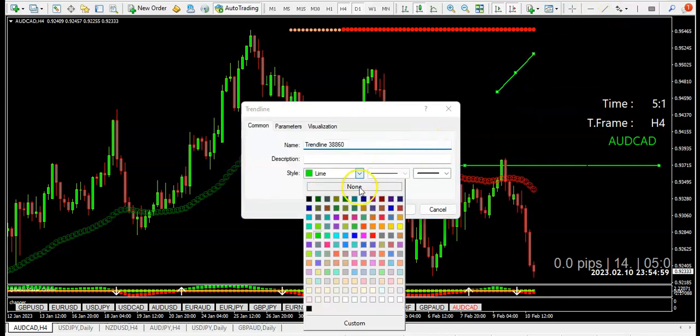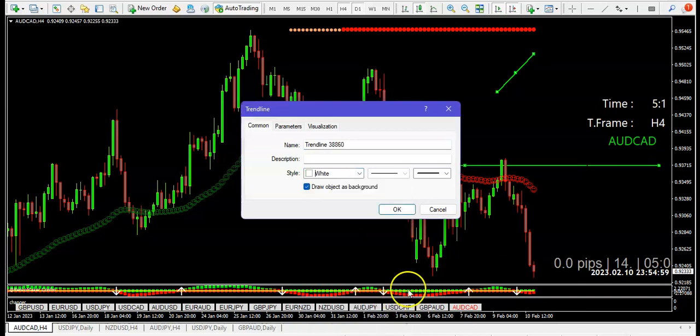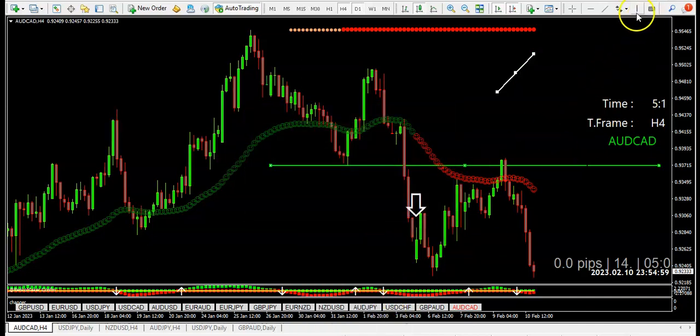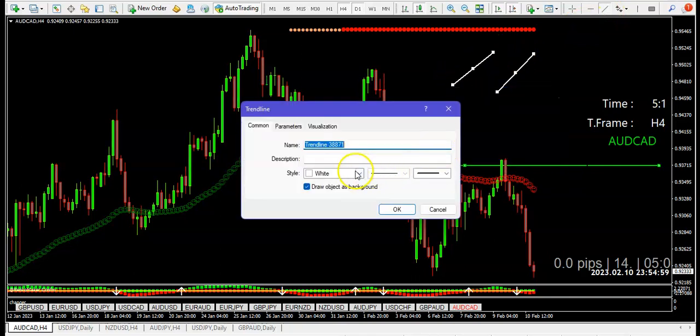Change that to white, and I'm gonna change that one back to yellow.